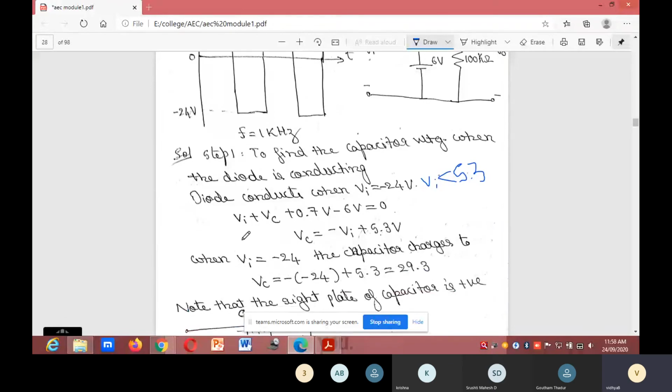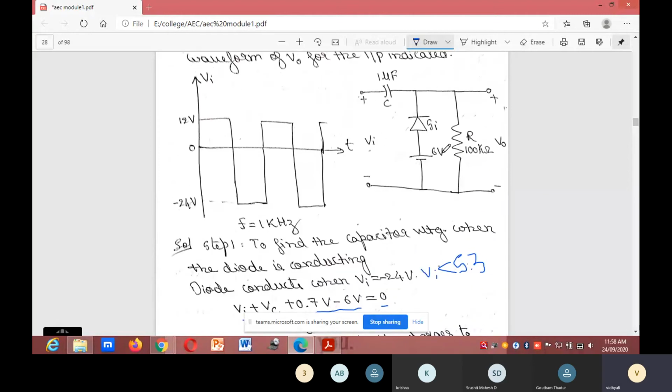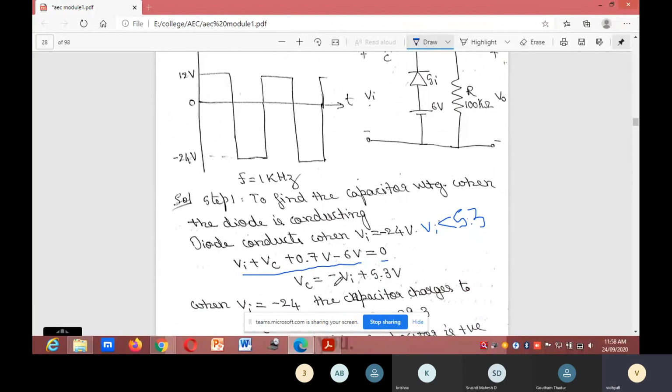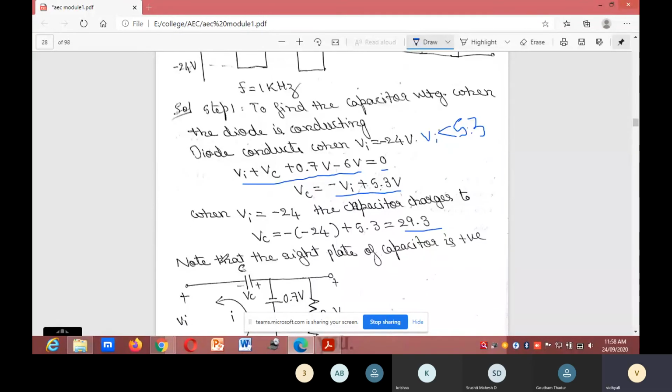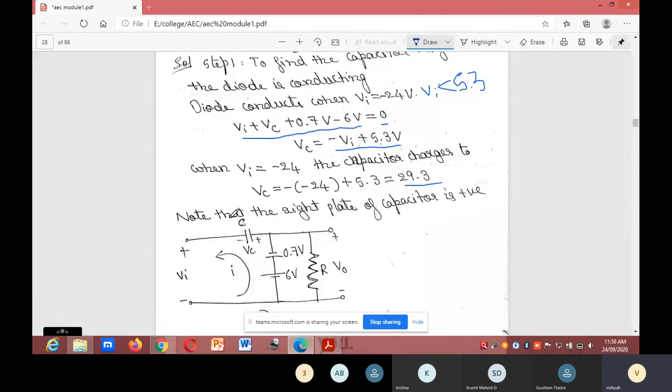Vi plus Vc plus 0.7 minus 6 volts is equal to 0. This is what they have written for the circuit. Vc is equal to minus Vi plus 5.3. When Vi is equal to minus 24, we get 29.3. That means the capacitor charges to 29.3. Next, this is the diagram for that. Note that the right plate of the capacitor is positive.